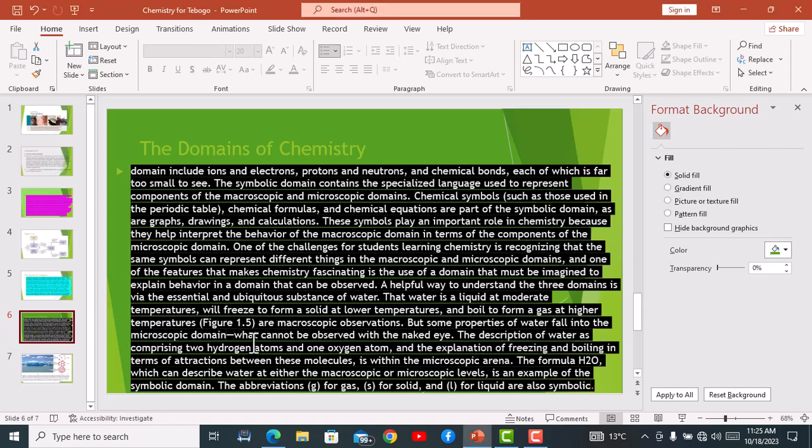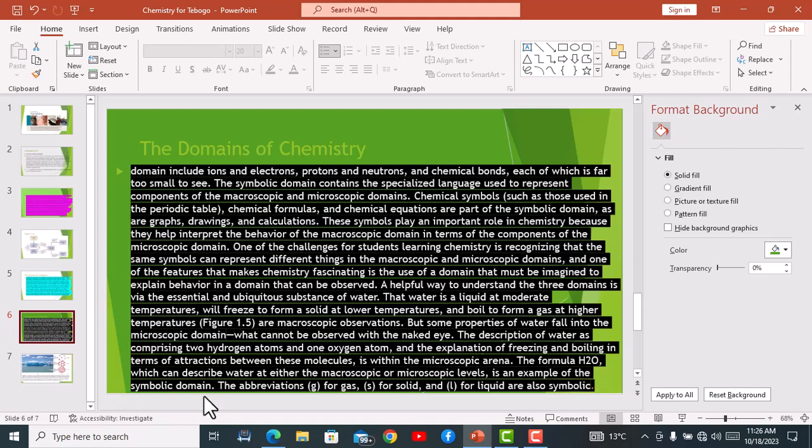The description of water as comprising 2 hydrogen atoms and 1 oxygen atom as a molecule, remember, and the explanation of freezing and boiling in terms of the attraction between these molecules. So freezing and boiling in terms of the attraction, it's something that has to be interpreted in the microscopic view, the microscopic arena.